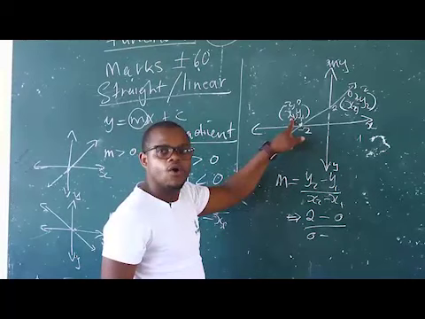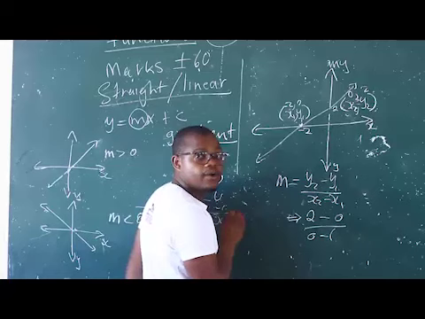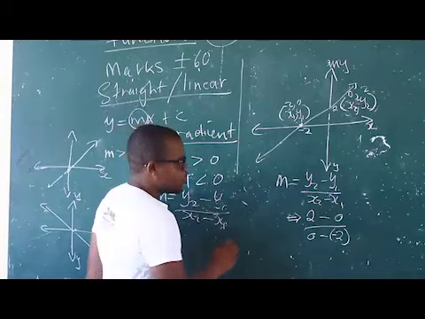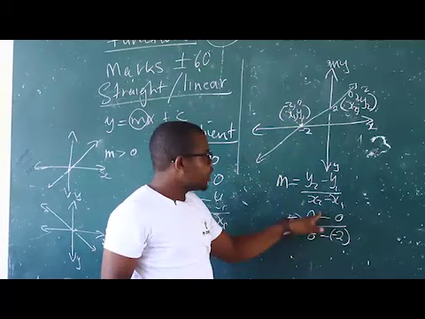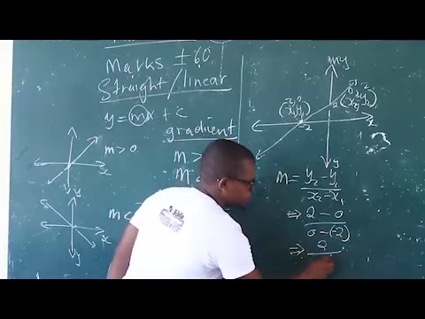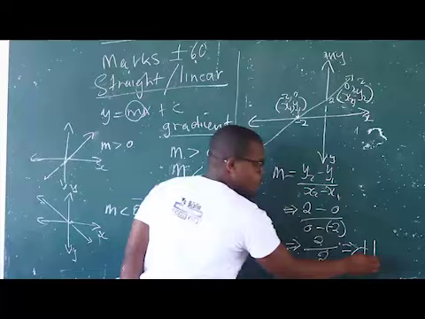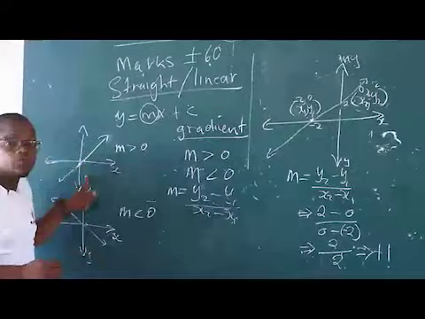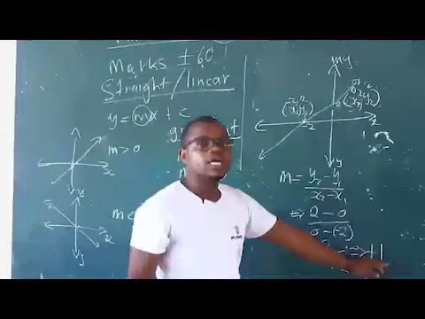x1 is -2. Interesting. Put it in brackets to protect it, so it's -2. Minus negative 2 in the formula. If I have this, then I will have 2 all over negative times negative, which gives a positive, so this will be positive 2. So our gradient is equal to positive 1. It complies with what we said earlier, that the gradient is positive, and it is 1.